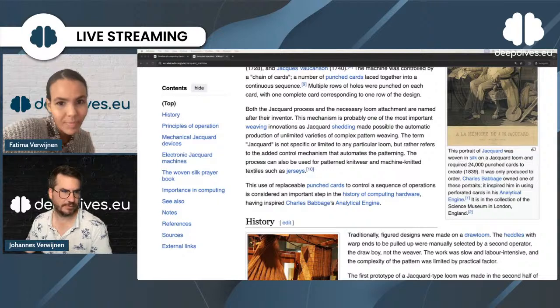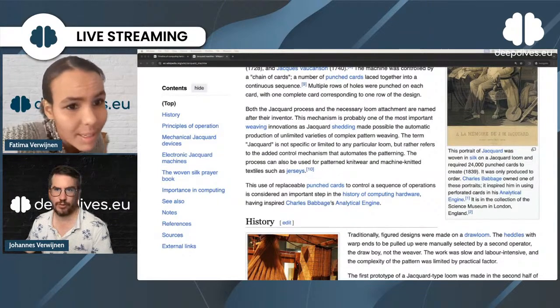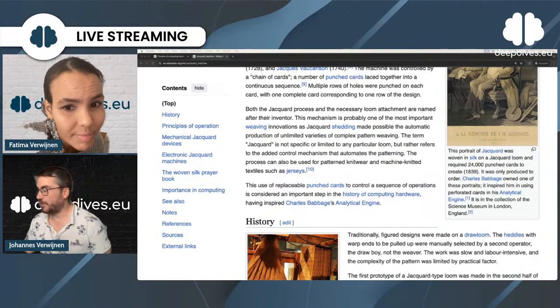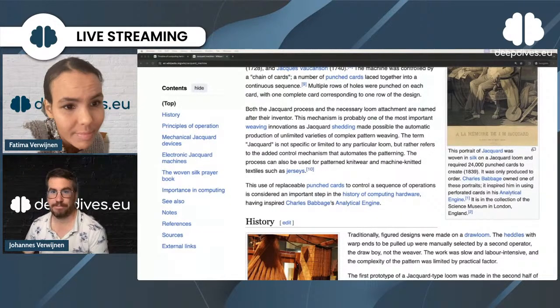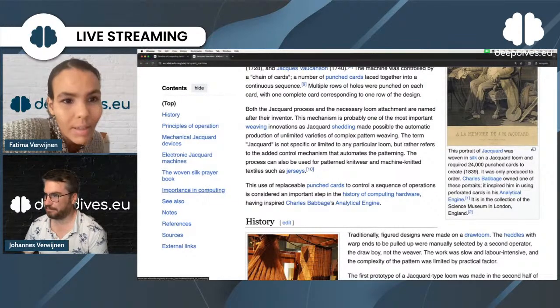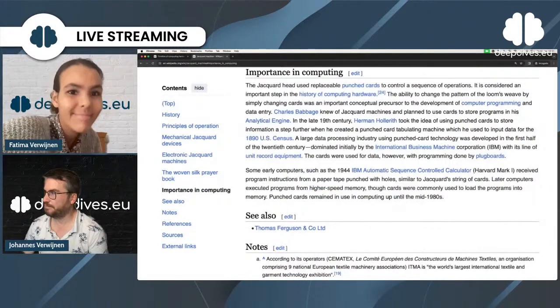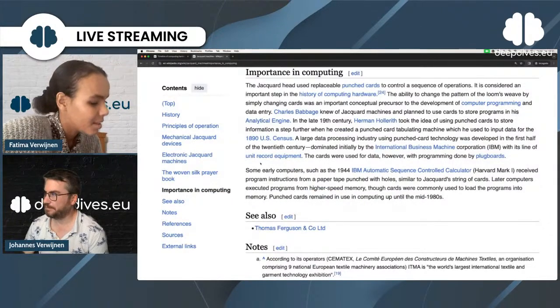I could not hear you, of course. That's when he patented the machine, so he could have invented it earlier. Right. So thank you, Jacquard, for your impact on the weaving industry and computing. All right, let's continue.